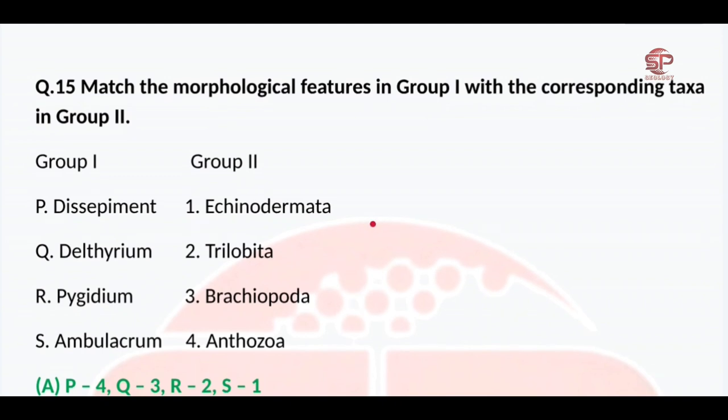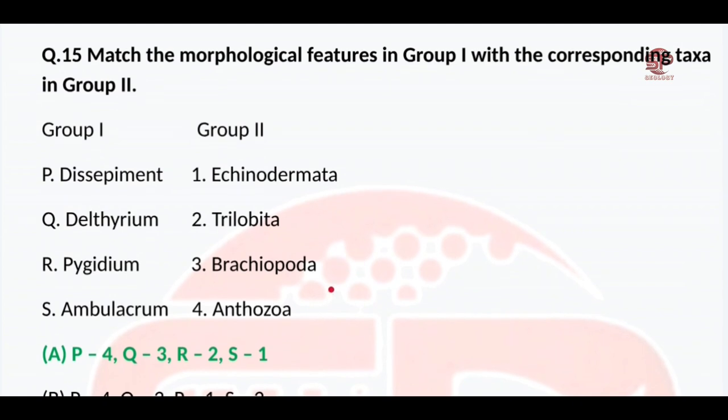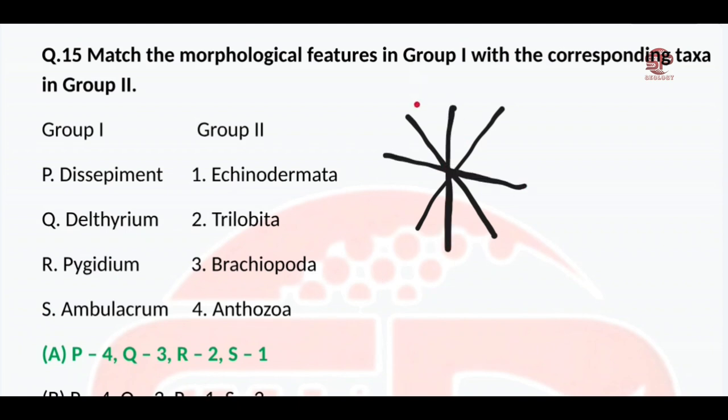By the morphological feature with their organism. Dissepiment is a type of structure that is produced in Anthozoa. Anthozoa has divisions within its chamber by septa. Those septa are kept apart by dissepiments. In between septa, you'll find dissepiments.